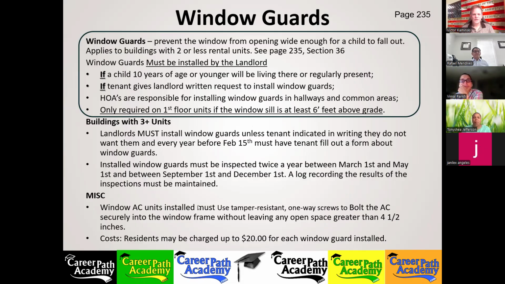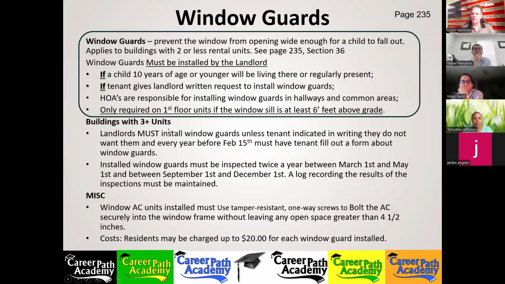All right, so that's what you need to know for exams. And I'm going to show you examples of what window guards look like too in the next slide. But I looked up this additional information for you. Buildings with 3 or more units, because this only applies to 2 or less.